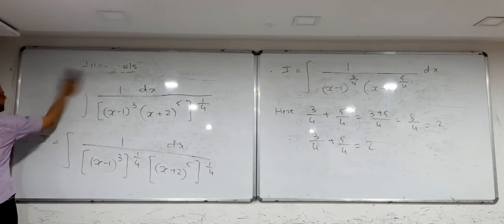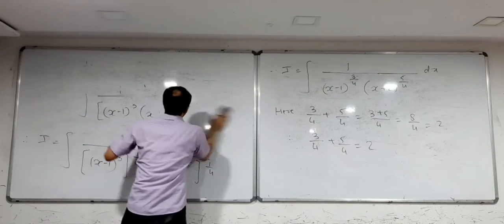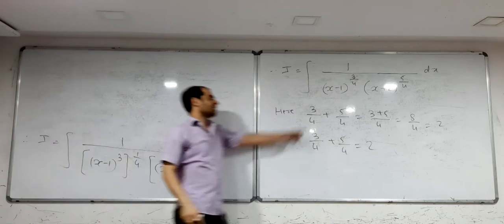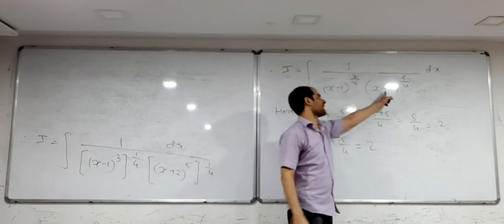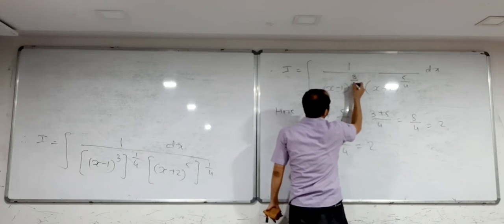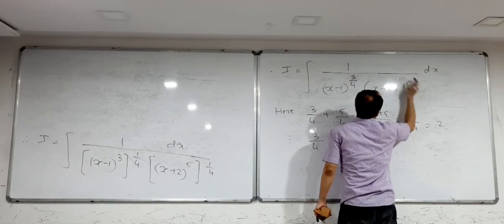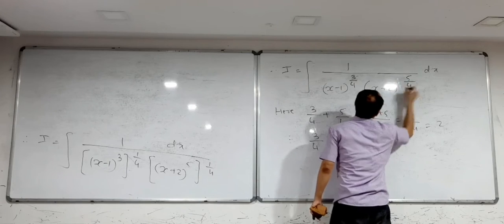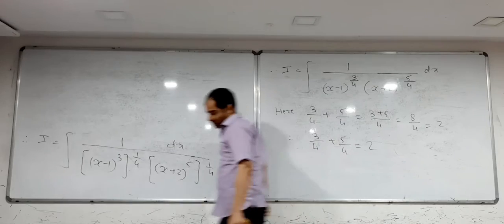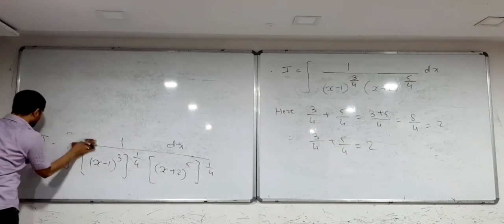In such direct questions, what do we do? It will be 1 upon a linear raised to a positive proper fraction, and the second is 1 upon another linear raised to a positive fraction. Here the power of this one is 3 by 4 and the power of this one is 5 by 4. So what is the sum of the powers? 2. So the sum of the powers is 2.